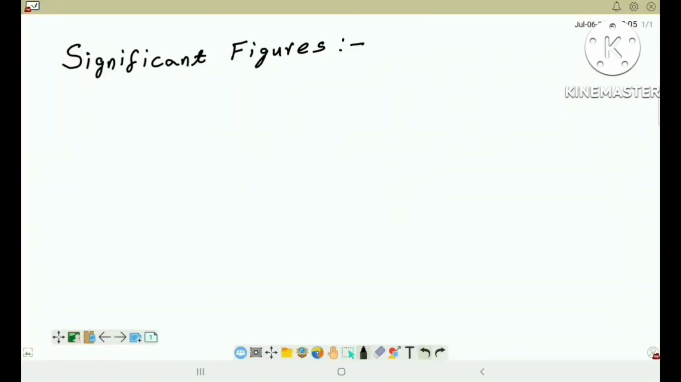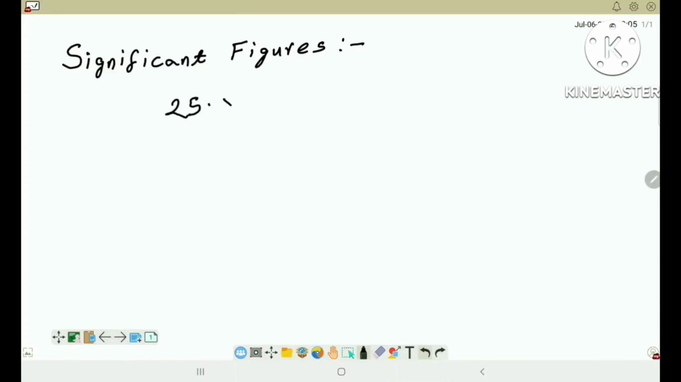Hi everyone. Today we are going to study a very important and basic concept of chemistry, that is significant figures. We can determine the uncertainty associated with an experiment from the significant figures.